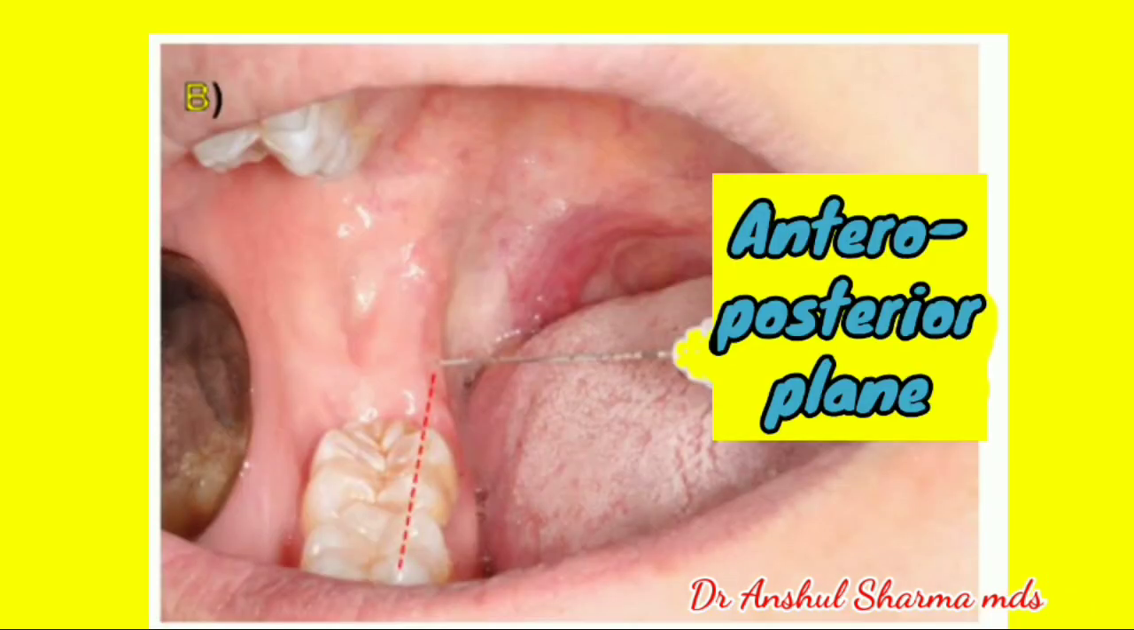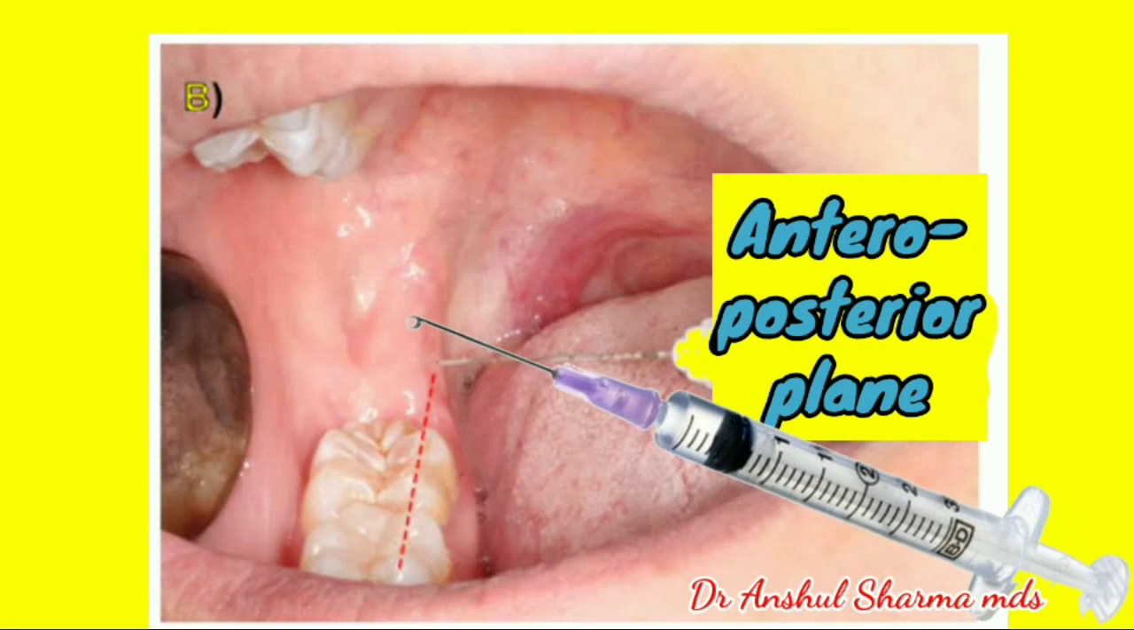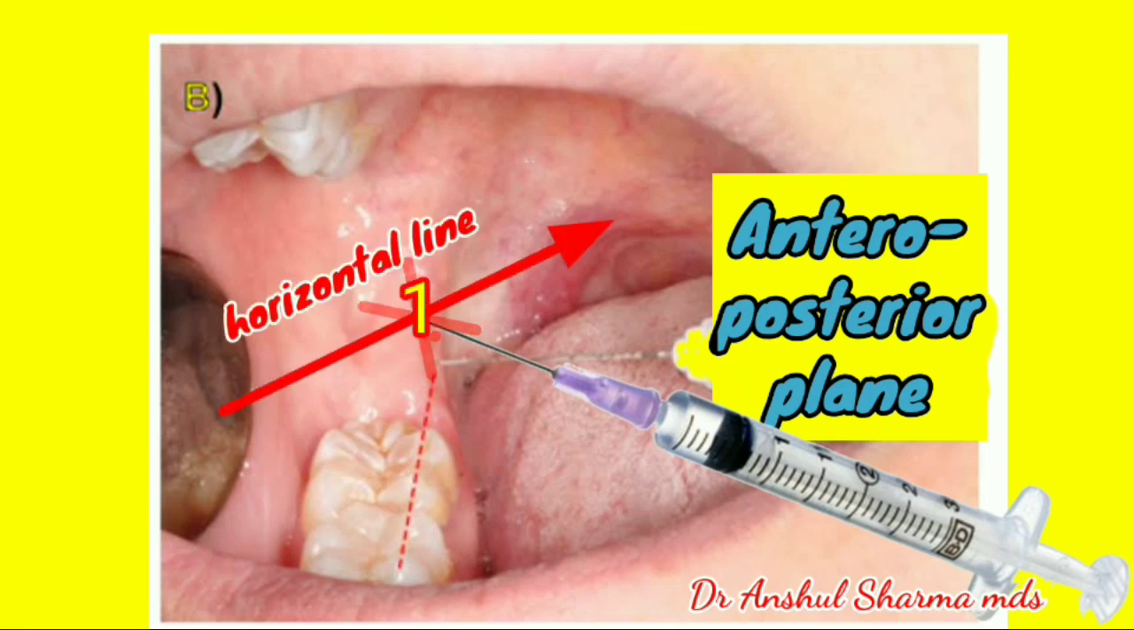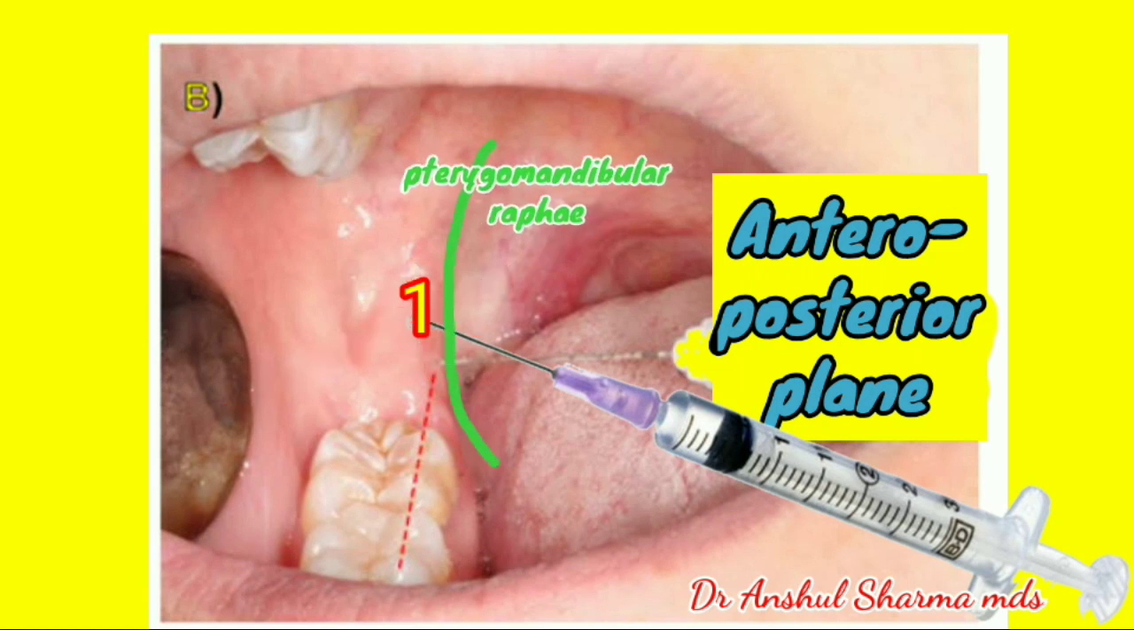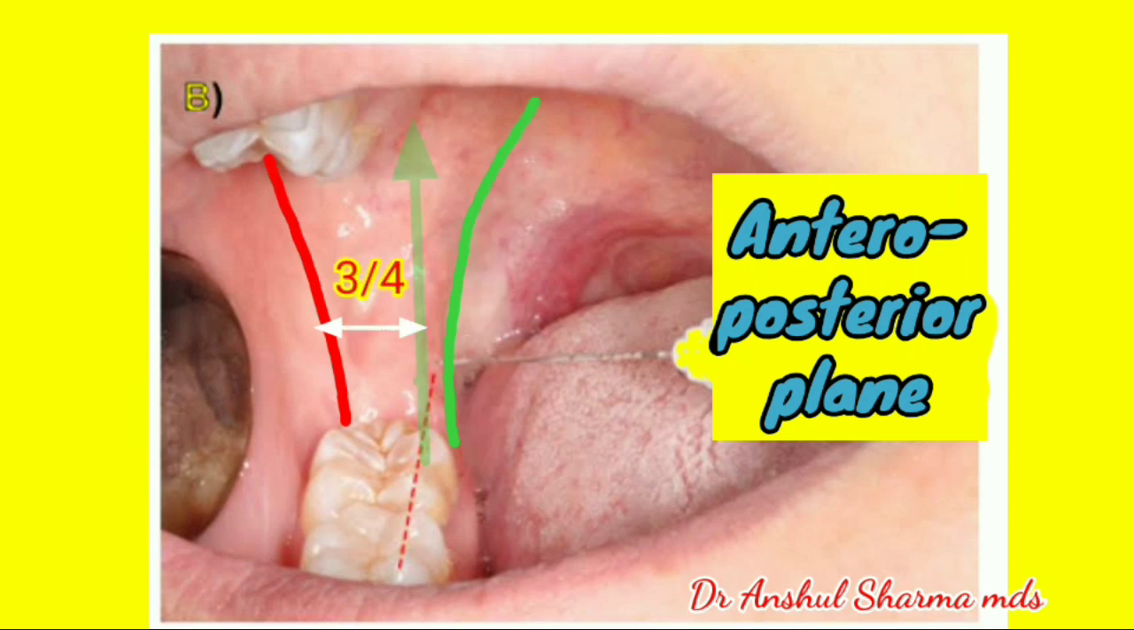Now I will try to explain the anterior posterior plane or point of needle penetration. This anterior posterior point is basically the intersection of two points. Point number 1 falls along the horizontal line from the coronoid notch to the deepest point of the pterygomandibular raphe, as the pterygomandibular raphe vertically ascends towards the palate. Point number 2 is on a vertical line through point number 1, about 3/4 of the distance from the anterior border of the ramus. This determines the anterior posterior site of injection.